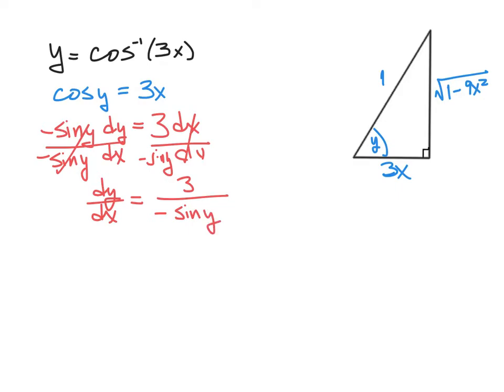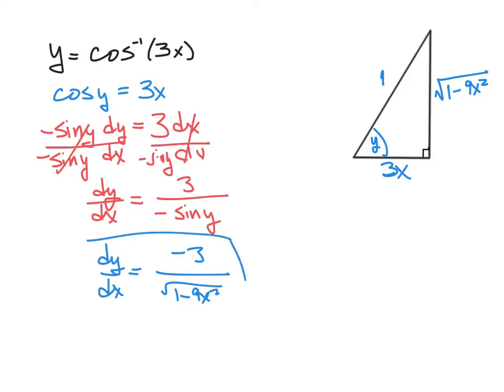Lastly, we go back to our triangle and grab all the information so that we can rewrite this one in terms of x. We'll still have, I'll call it negative 3 in the numerator. And then the sine of y is going to be opposite over hypotenuse, so that's square root of 1 minus 9x squared. And it's perfectly fine to leave it like this. You do not need to rationalize the denominator.